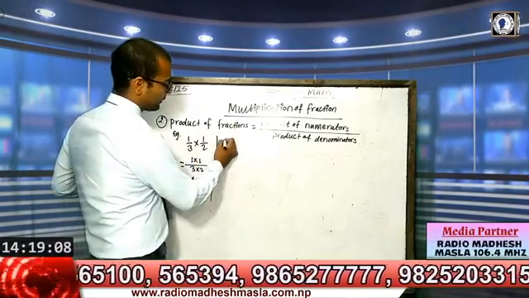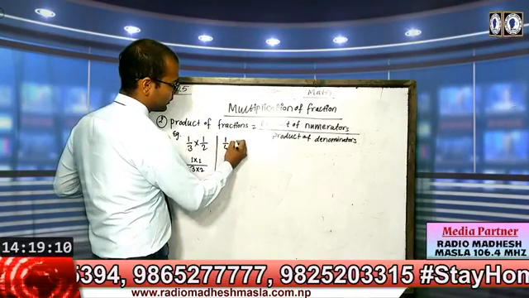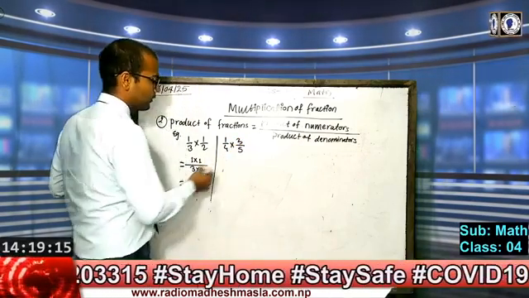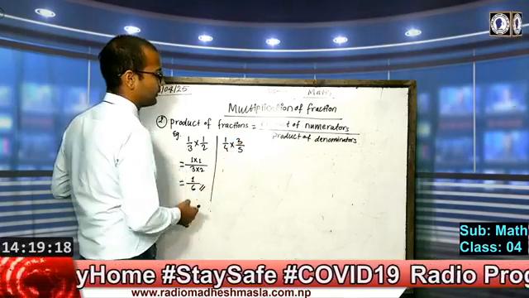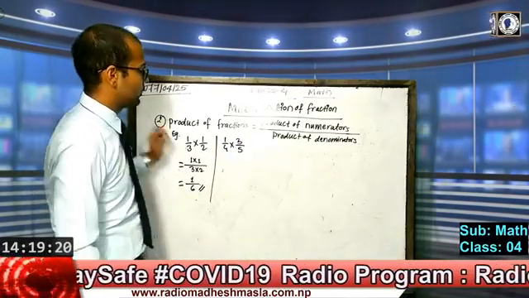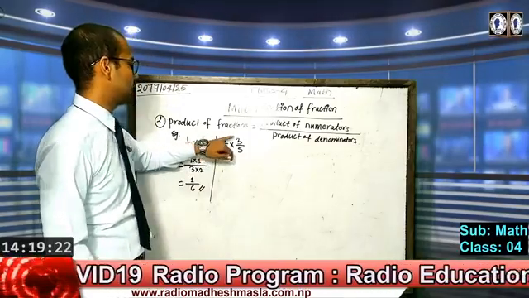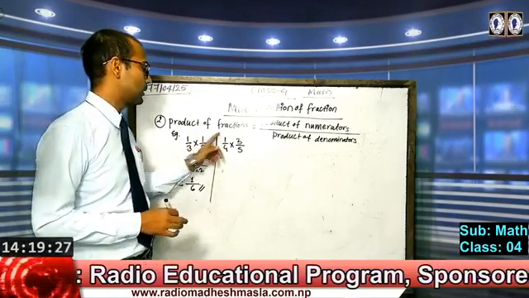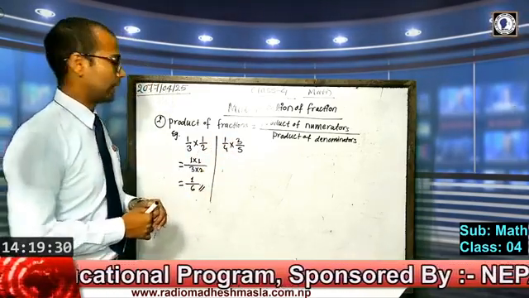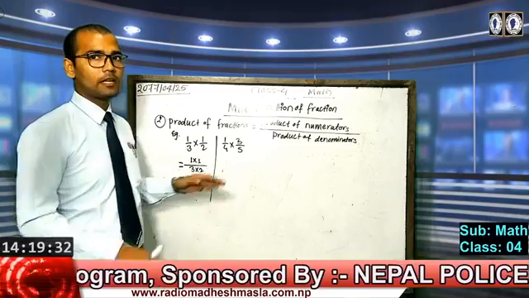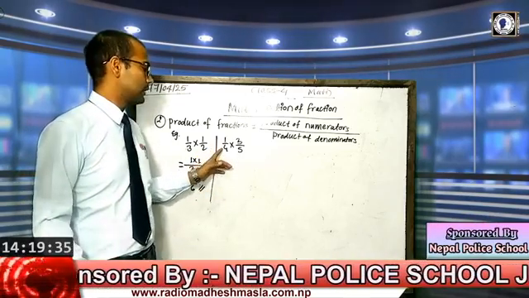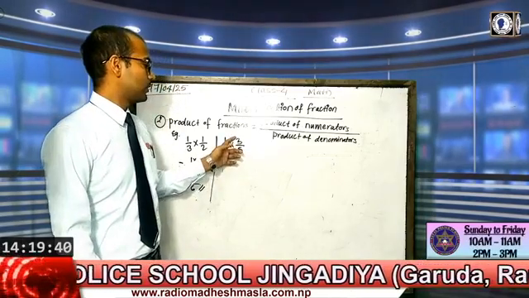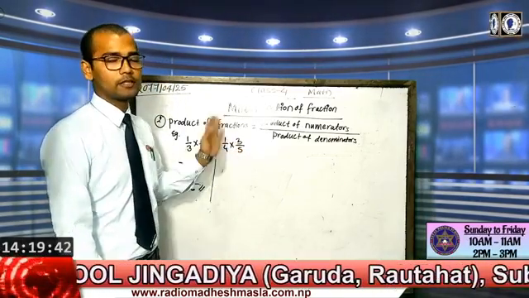We have 1 by 4 into 3 by 5. Students, again here we need to identify the numerator and denominator in both fractions. The two fractions are 1 by 4 and 3 by 5. In the first fraction, 1 is the numerator and 4 is the denominator. In the same way, 3 is the numerator and 5 is the denominator in the second fraction.